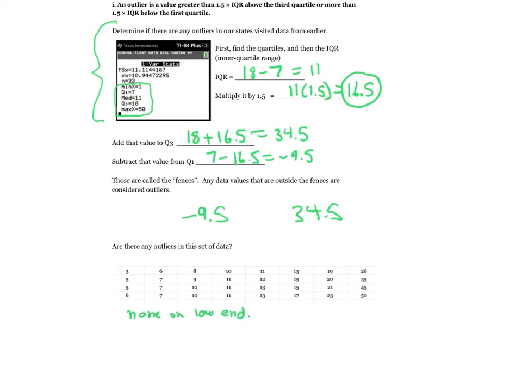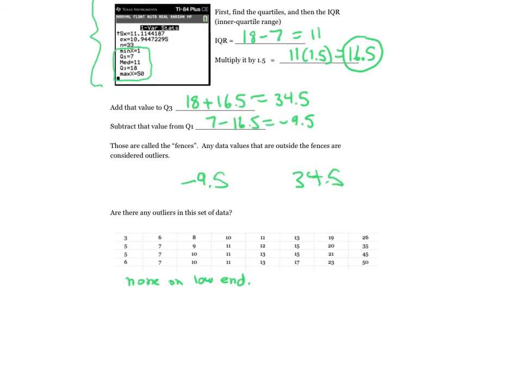But are there outliers on the high end? Well, here's our set of data at the bottom of the screen. Any number above 34.5 would be considered an outlier. And of course, this data has 35, 45, and 50. So 35, 45, and 50 are outliers on the high end.